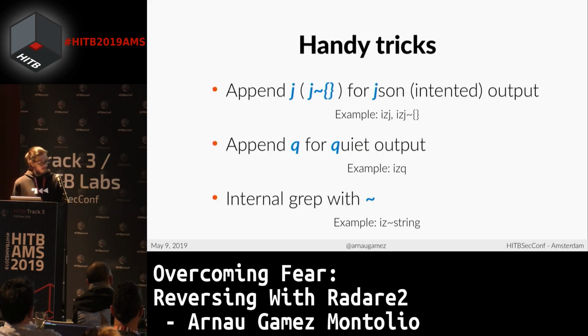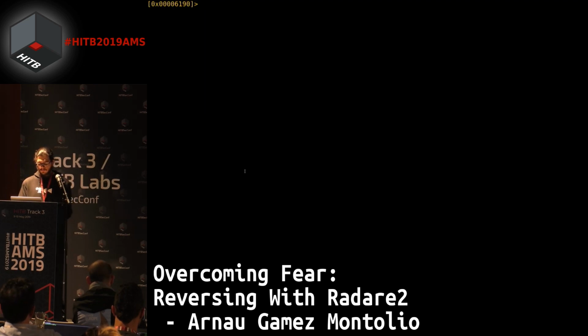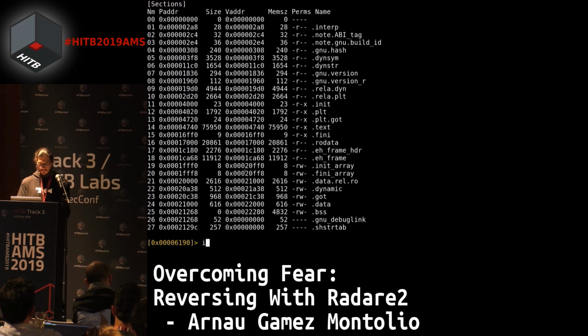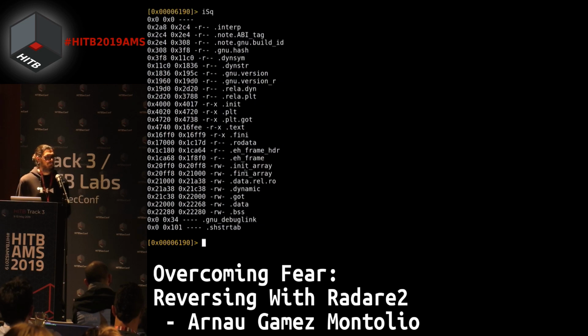So another cool thing is we can append a Q on most of the commands as well. And it will give us a quiet output, for example, removing some non-important or not essential stuff. This is quite useful. For example, in the sections example, just appending a Q, it will give us a much briefer output.